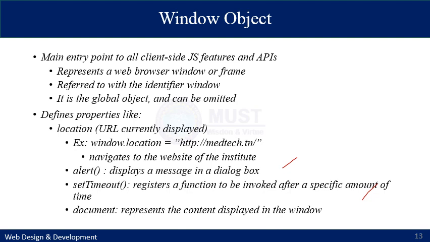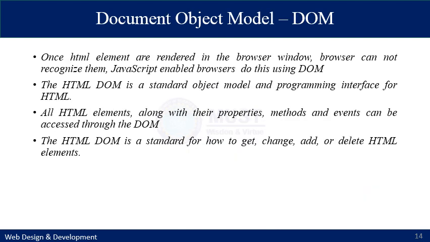The most important element of window is the document, as you have seen with the document.write method in the previous example, and it represents the content displayed in the window, which is the main concern to be handled in JavaScript. And the main content is handled by the Document Object Model, named DOM.